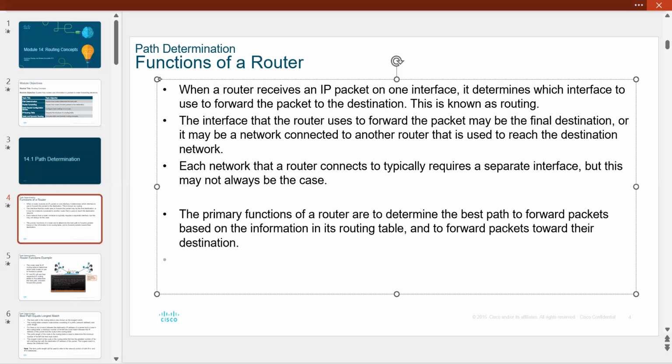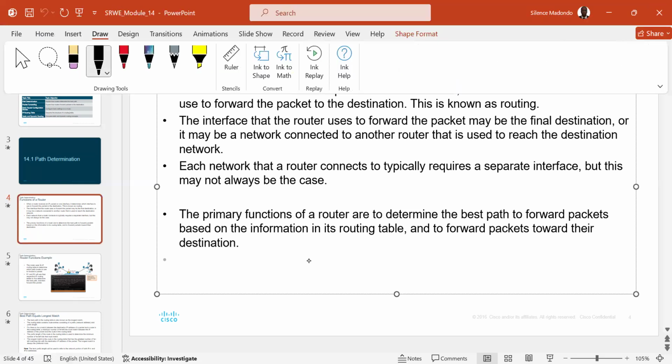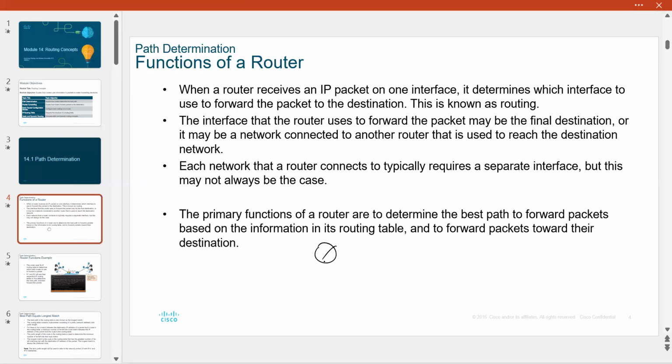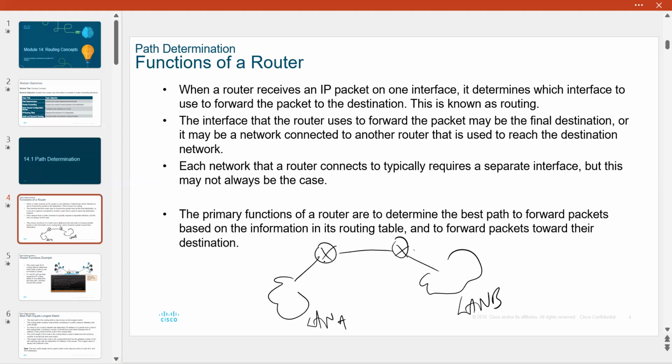Let me see, can I draw? Right. Let's have a very small network to help us explain all this. We have a small network like this. We have a LAN here, and we have a LAN here. So this is LAN A. This is LAN B.